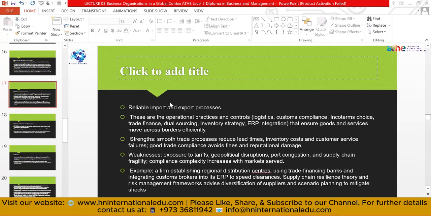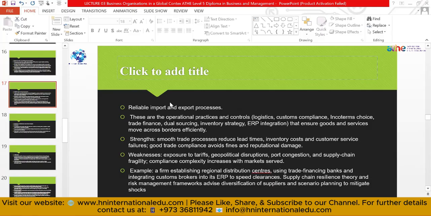ERP integration, when different economic regulations are integrated together and we make policies according to it, that ensure goods and services move across borders efficiently. And that is how literally things move from one country to another. Whether you take any industry, airline industry, rail industry, food industry, fashion industry, we have to see things quite diligently. Yes. Good point.